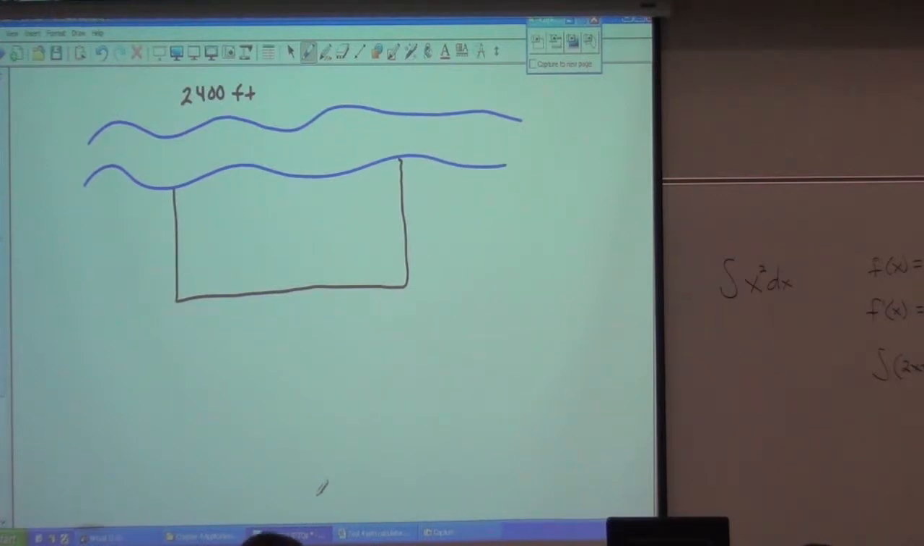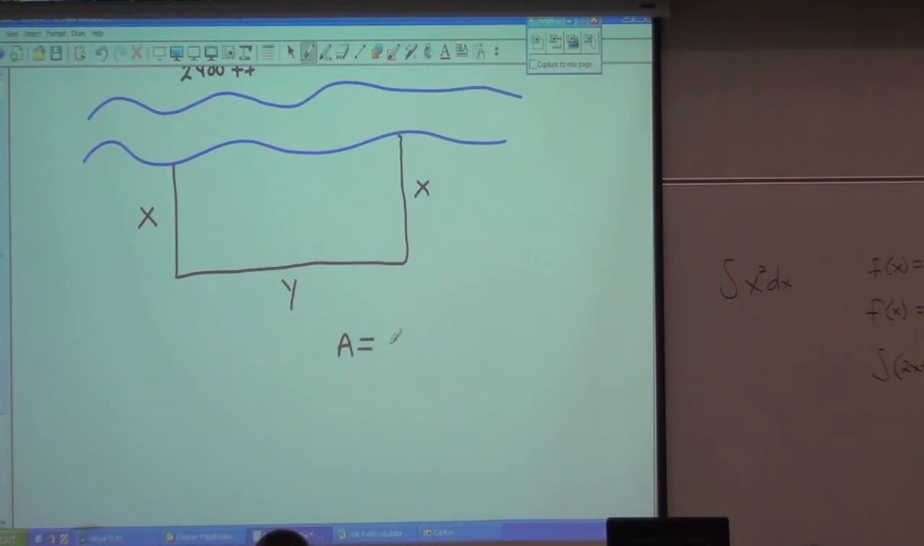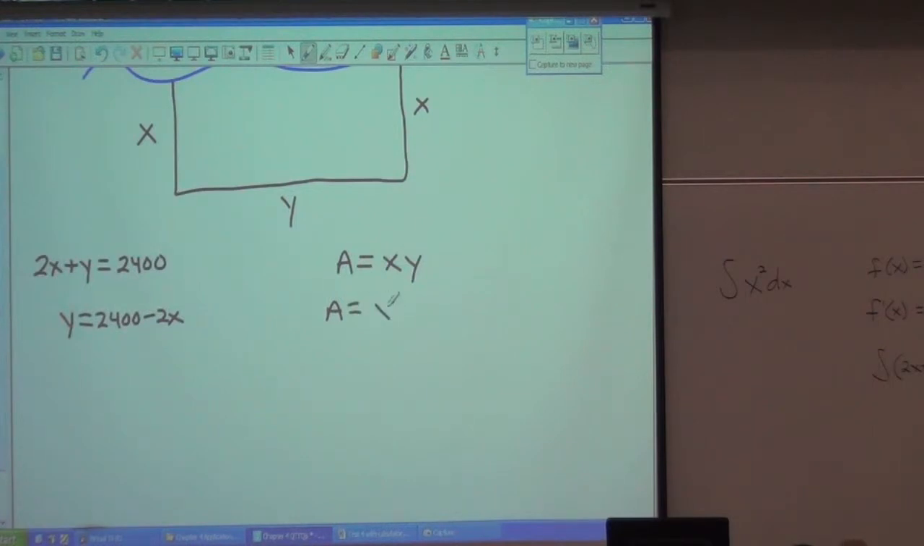Well, Terry, let's say a farmer wants to build a corral with the river as one side, and he's got 2,400 feet of fencing. Let's call this side of the corral X, and we'll call this side Y. The area would be X times Y. What would 2X plus Y equal? That equals 2,400, right? So you have 2,400 feet of fencing. Subtract 2X from both sides, and Y would be 2,400 minus 2X. So we can put that in for Y, and now the area, in terms of X, would be X times (2,400 minus 2X).